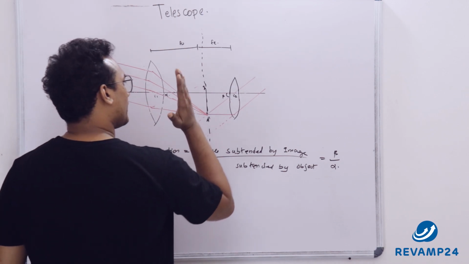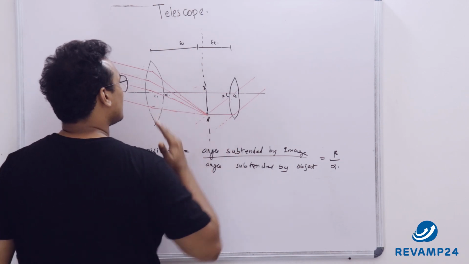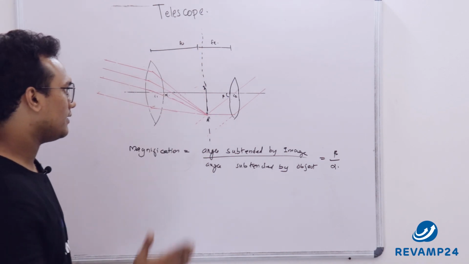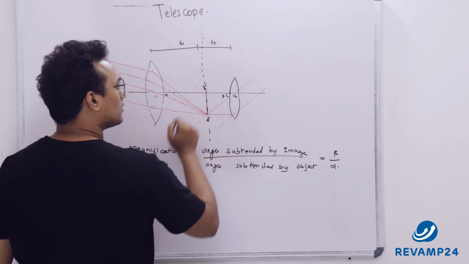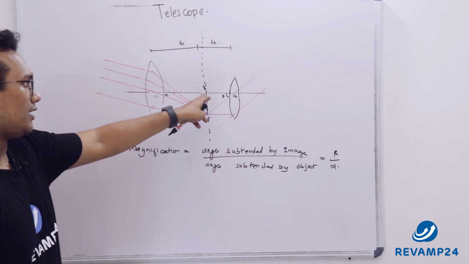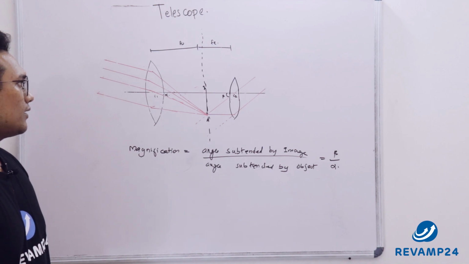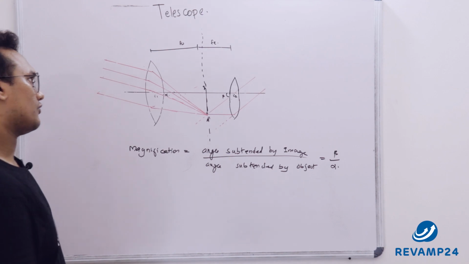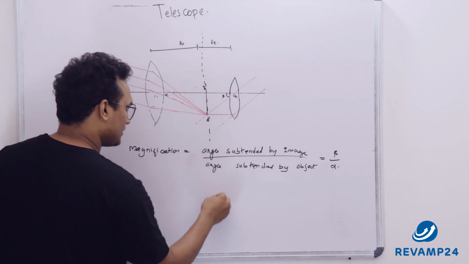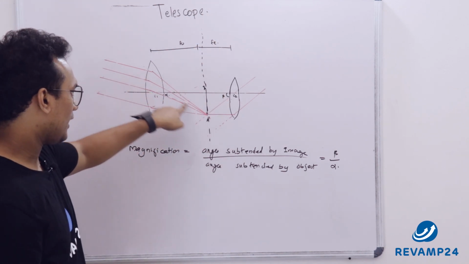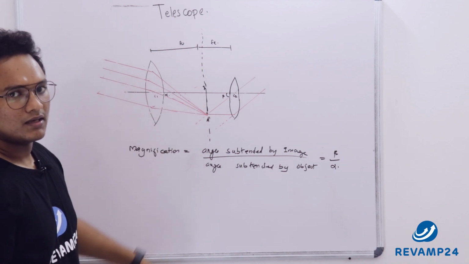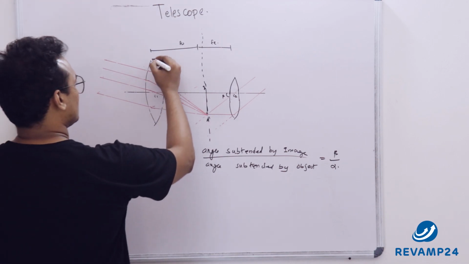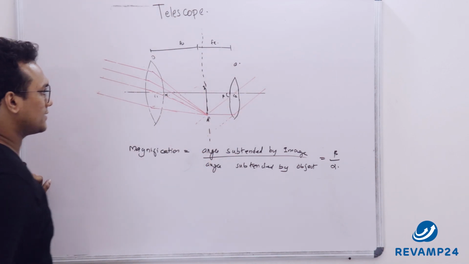How will you get the focal plane? Just take a plane and make it perpendicular to the principal axis and pass through our focal point. So we will get the focal plane. So the focal plane is nothing but the set of all points in this line. So these rays would intersect somewhere in this line. So this is the focus of the objective. Okay, this is our objective and this is our eyepiece.